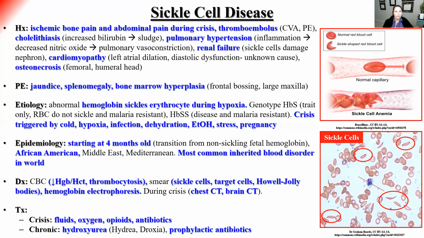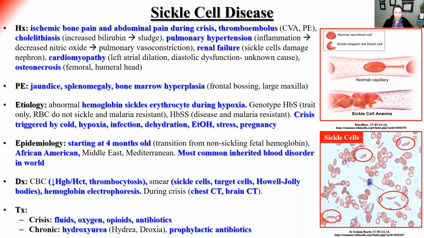They are also at higher risk for osteonecrosis of the femoral and the humeral head because you've got those tiny blood clots and it occludes the blood supply to that area. During their hypoxic crisis, jaundice, splenomegaly, because they're chewing up all of those abnormal cells, and bone marrow hyperplasia. So they get frontal bossing, an enlarged forehead and a large maxilla. So those are some bony deformities associated with sickle cell disease.